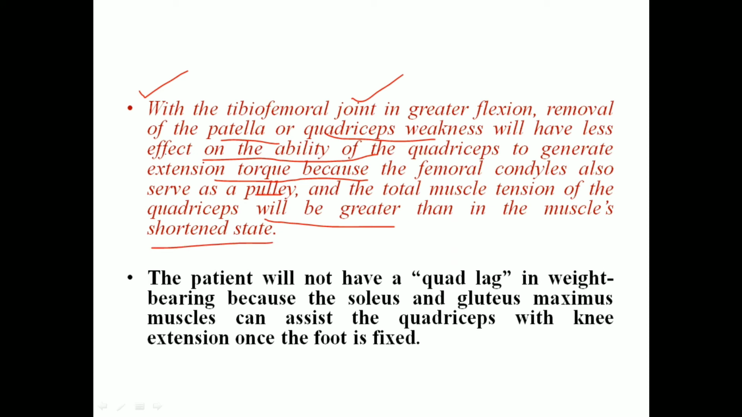Now what they are trying to explain in this paragraph, which I have read from here to here, is that as we came to know, if the patella is not present or there is a quadriceps weakness, we will be unable to generate the extension movement. But when our knee joint is in flexion and in weight bearing, still we can produce the extension torque. How? Because during this time, the femoral condyle also works as an anatomical pulley, where it will serve as a pulley and the movement is possible.